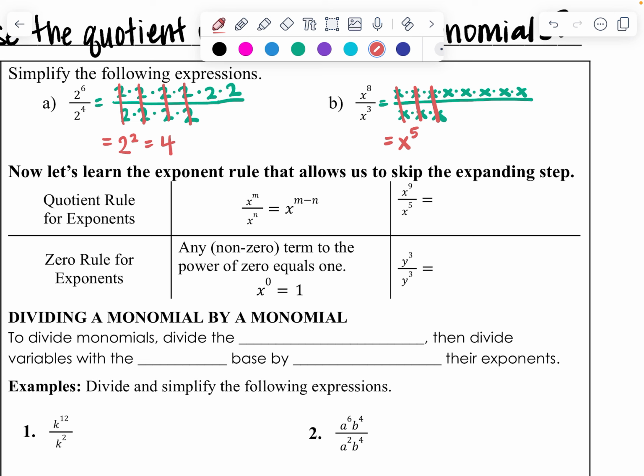So here's an example. X to the power of 9 divided by x to the power of 5. Instead of expanding it like we did above, we can just write x to the power of 9 minus 5, which is x to the power of 4.